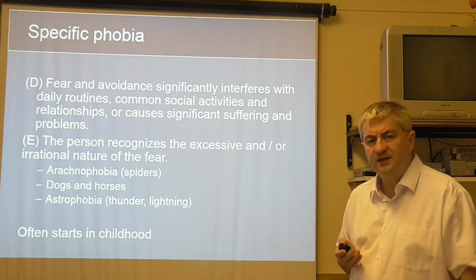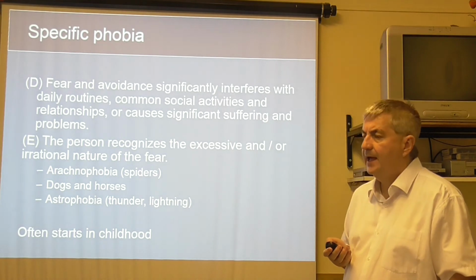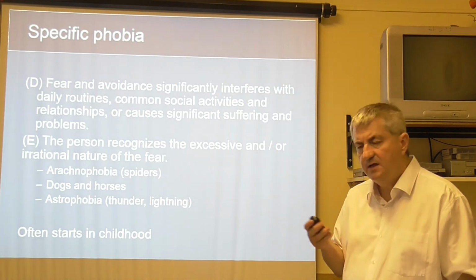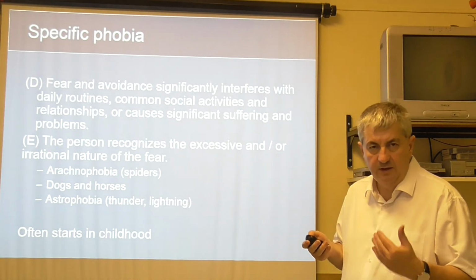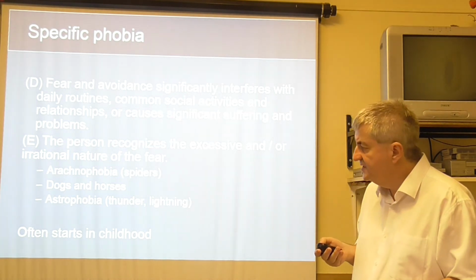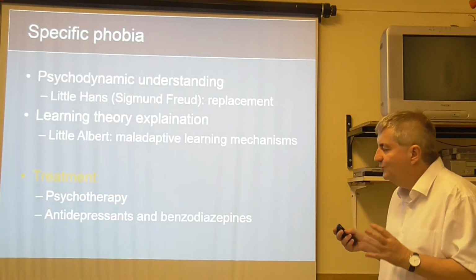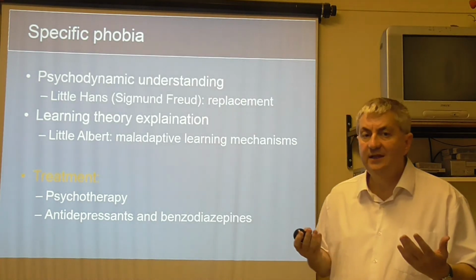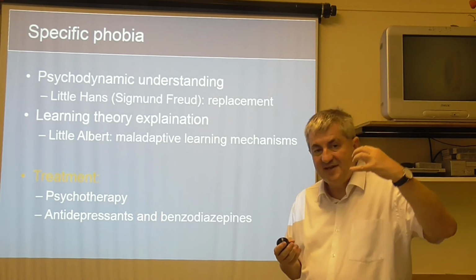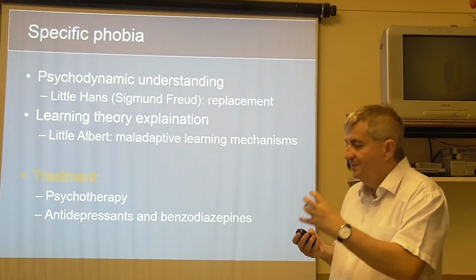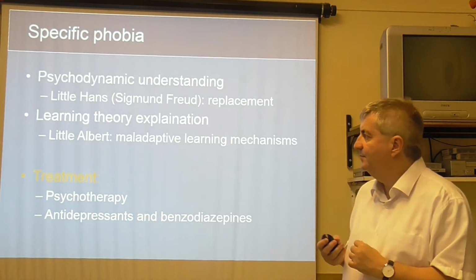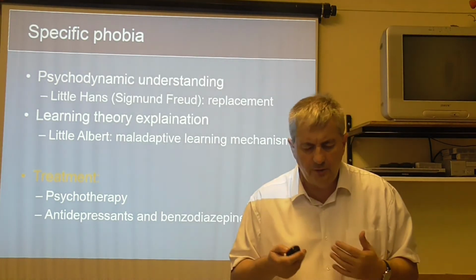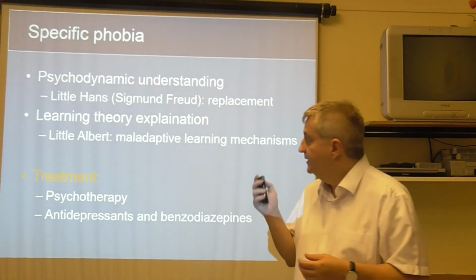Also, this illness often starts in childhood, and in some cases it disappears during early adulthood. In some other cases, this persists and needs treatment. There are two interesting small children I need to mention here: a so-called psychodynamic example, and a behavior learning theory example for the explanation of specific phobia.